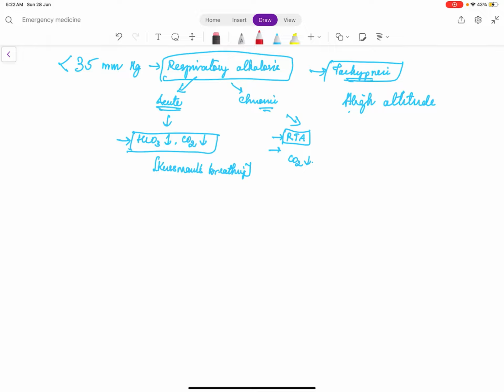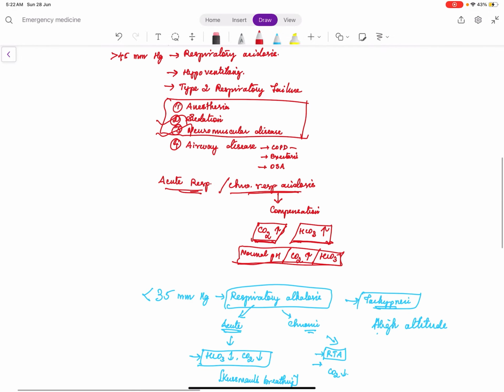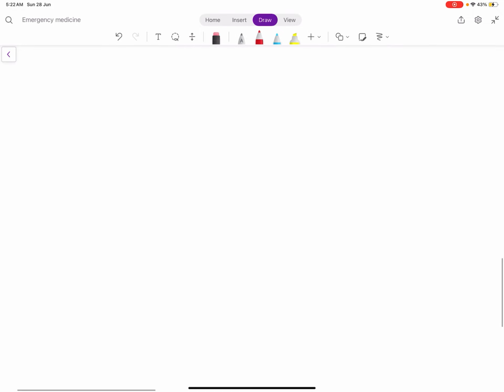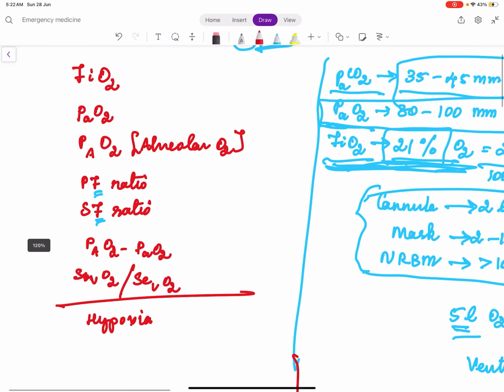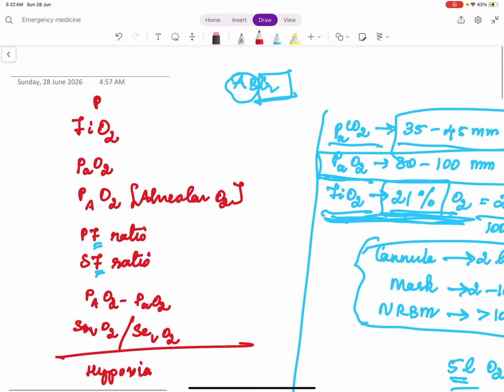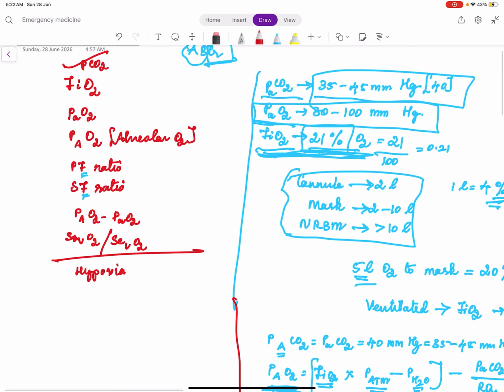So I think CO2 is very easy to remember because a few things we have discussed in the last class itself. Now coming to oxygen. So we have discussed PCO2, which is not in the list. FaO2 also we can give a tick because we have discussed it while discussing the basics itself.